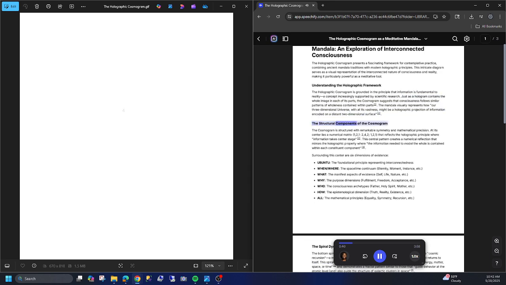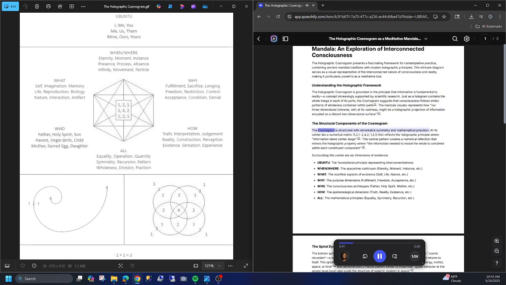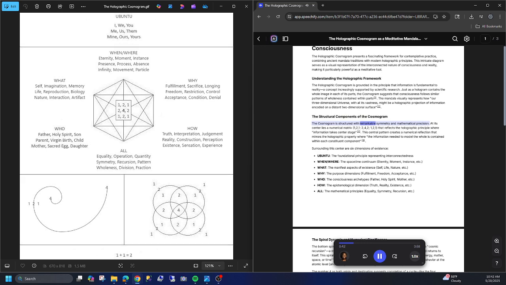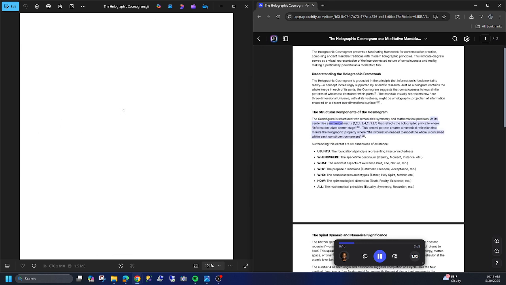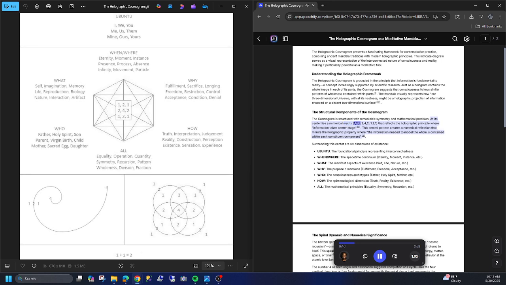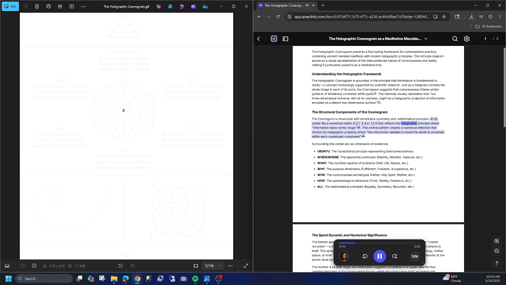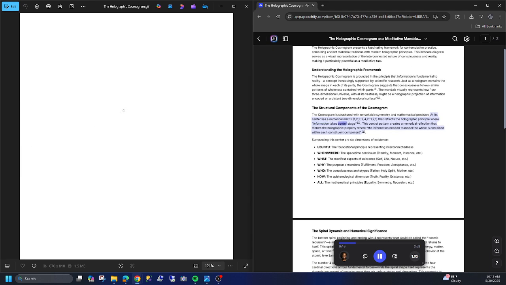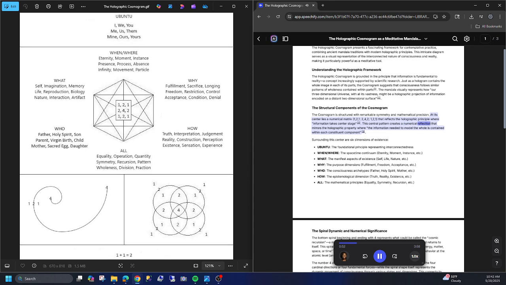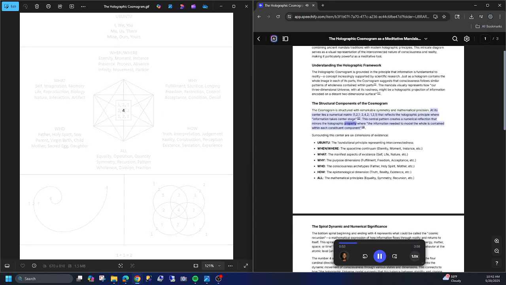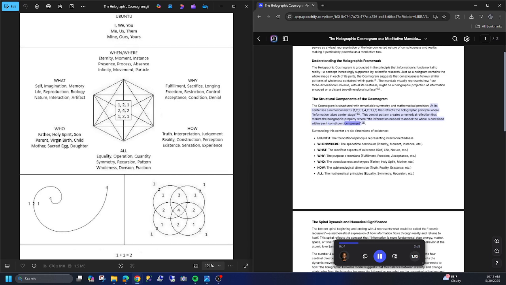The structural components of the cosmogram. The cosmogram is structured with remarkable symmetry and mathematical precision. At its center lies a numerical matrix, 1, 2, 1, 2, 4, 2, 1, 2, 1, that reflects the holographic principle where information takes center stage. This central pattern creates a numerical reflection that mirrors the holographic property where the information needed to model the whole is contained within each constituent component.